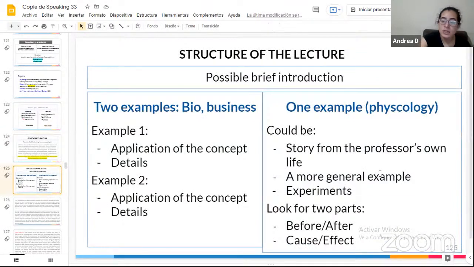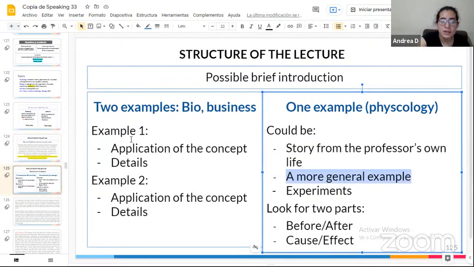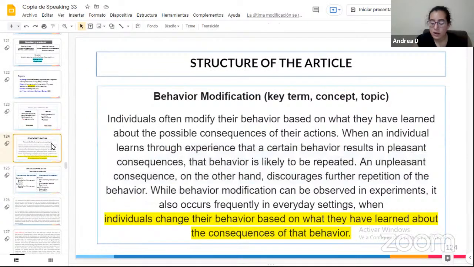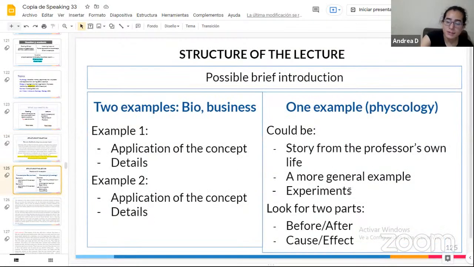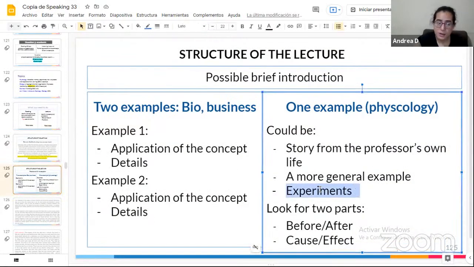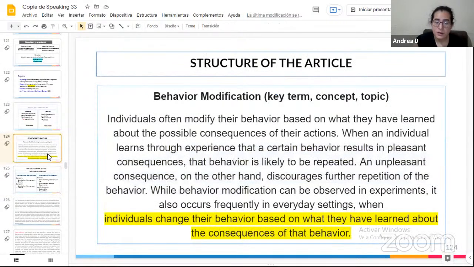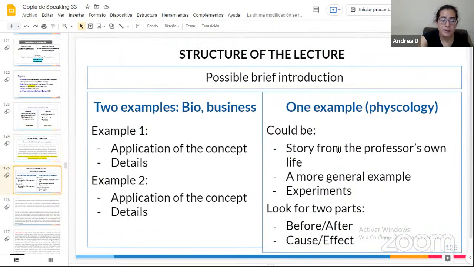It could also be a more general example. So for example, how kids do this, or how teenagers do it, or how business people do it, or how you see this in business maybe, or in negotiations, whatever. Or something that I've seen too is experiments. So maybe you have this illustrated with an experiment. So you put two groups of people, one of them is going to modify their behavior based on the consequences, whatever. So that's when you have one example in a psychology topic.